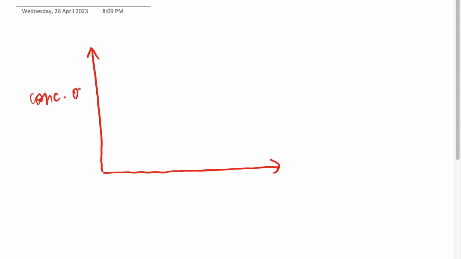Yeah, one second. So this line and this line. Okay, so since here we'll take concentration of reactants, and here we'll take time.